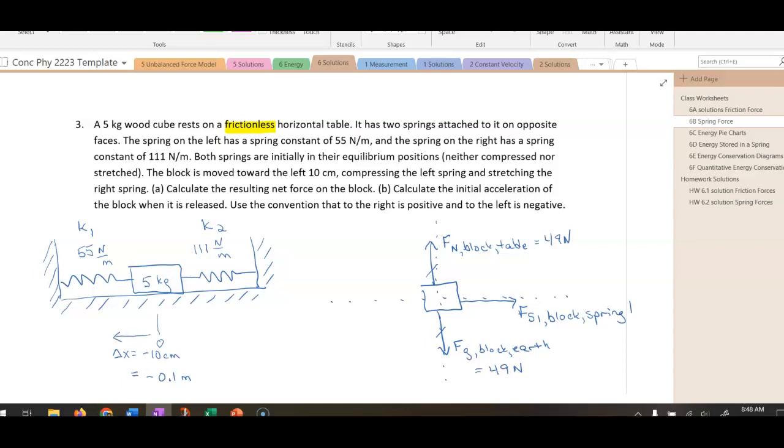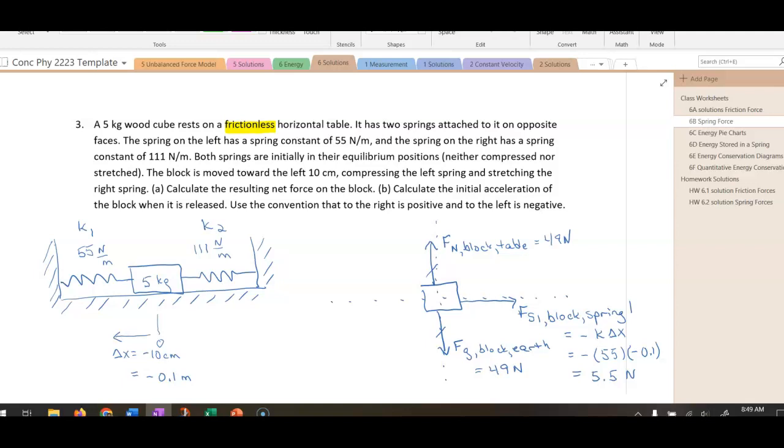And I can probably calculate that. It's negative k times the displacement, and so that would be negative 55 times negative 0.1. Okay, so my negatives cancel, and that confirms that I made a good decision to make this force point to the right.